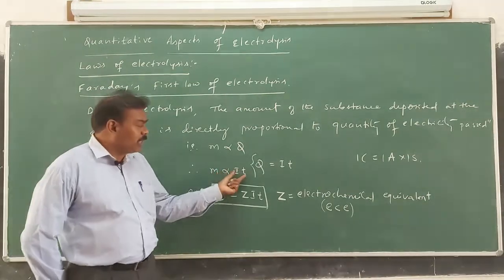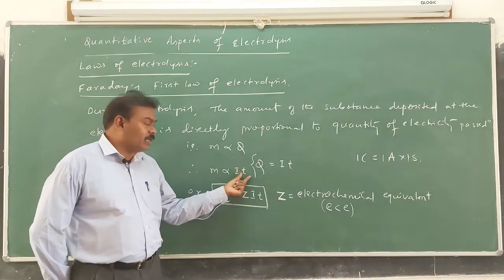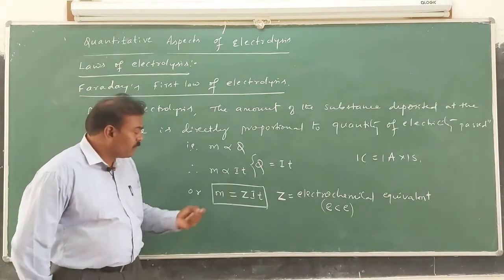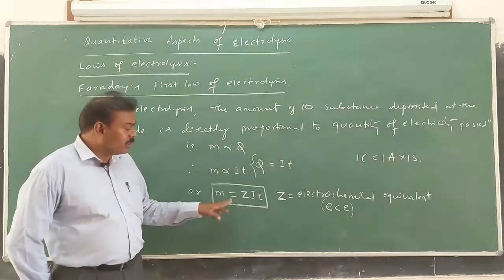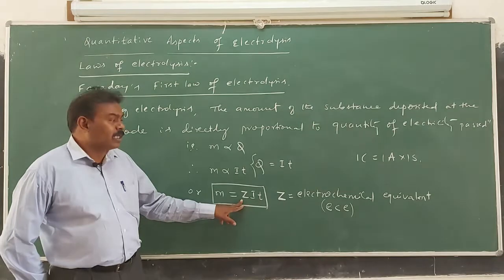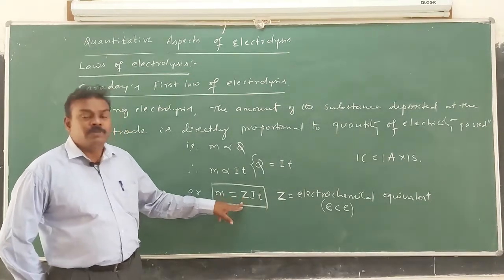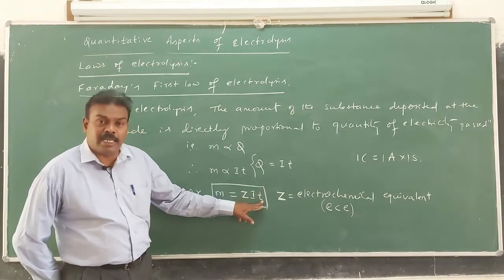M is proportional to I into T because Q is equal to IT. I is called current strength, and T is called time in seconds. Finally, you can write it in this manner: M is equal to Z into I into T. Here, Z is called the proportionality constant, or also the electrochemical equivalent. I is current strength in amperes and T is time in seconds.